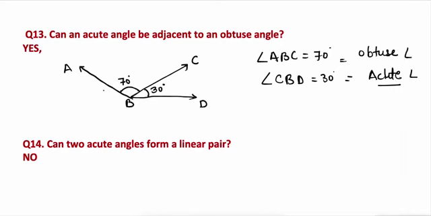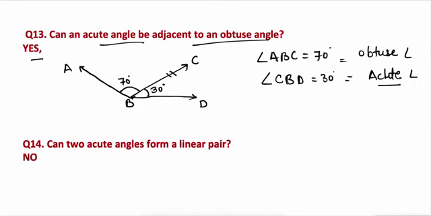So the acute angle here is adjacent to the obtuse angle, because for adjacent we know that we should have a common arm, that is BC, and a common vertex B. So yes, these two angles, 30 degrees and 70 degrees, are adjacent to each other. But they do not form a linear pair, because for a linear pair the sum should be equal to 180 degrees. But an acute angle can be adjacent to an obtuse angle. So the answer is yes.